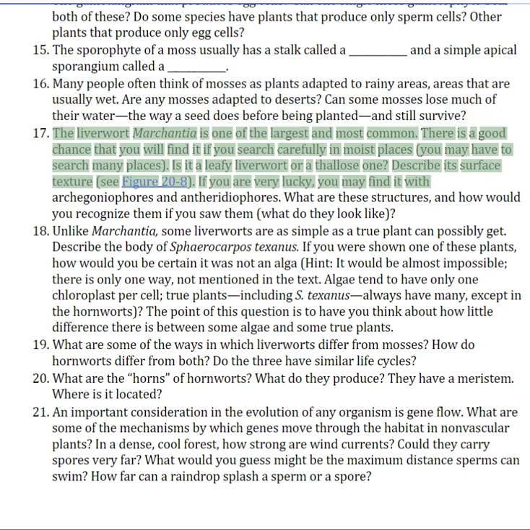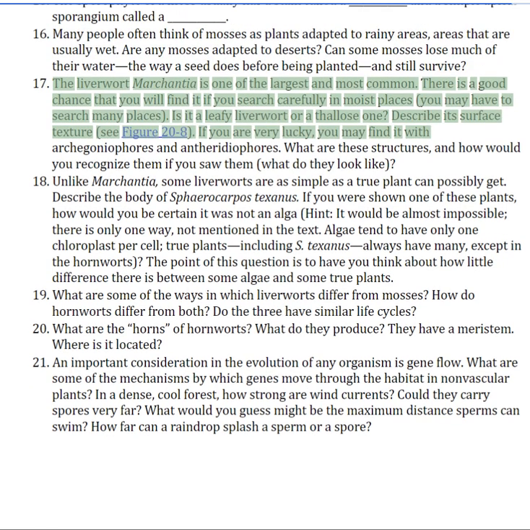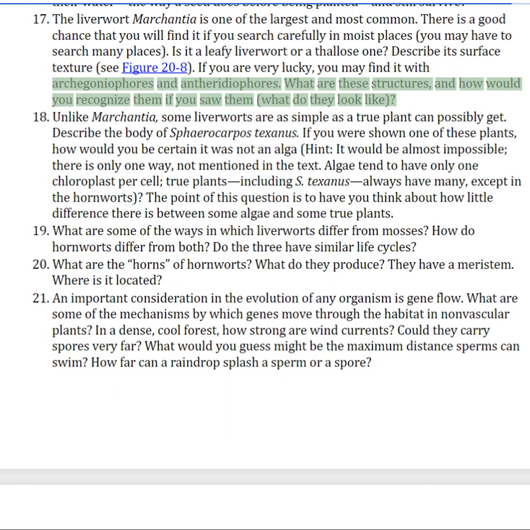17. The liverwort Marchantia is one of the largest and most common. There is a good chance that you will find it if you search carefully in moist places. Is it a leafy liverwort or a thallose one? Describe its surface texture. If you are very lucky, you may find it with archegoniophores and antheridiophores. What are these structures, and how would you recognize them if you saw them?